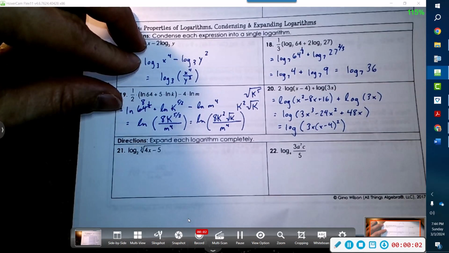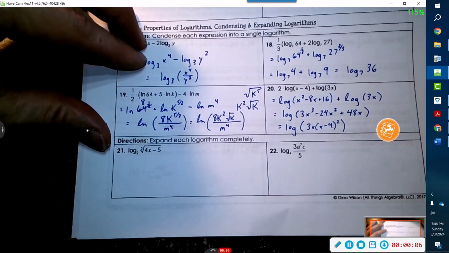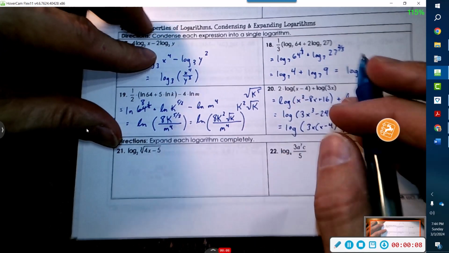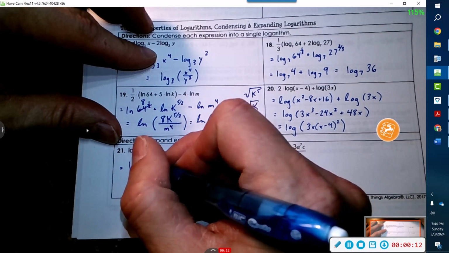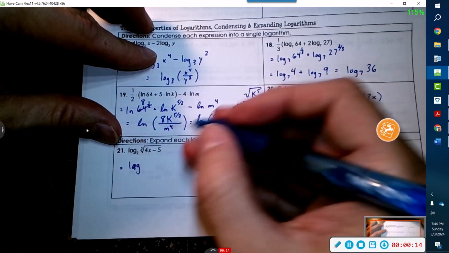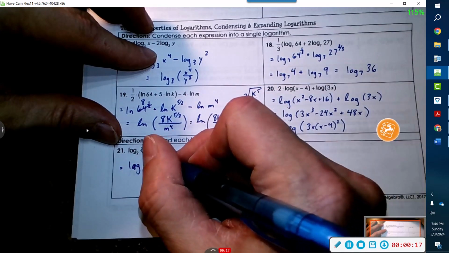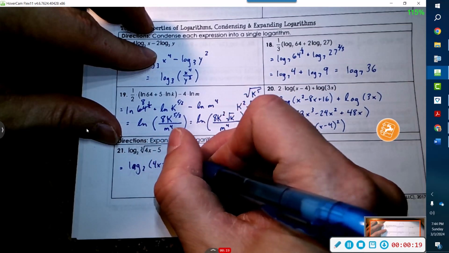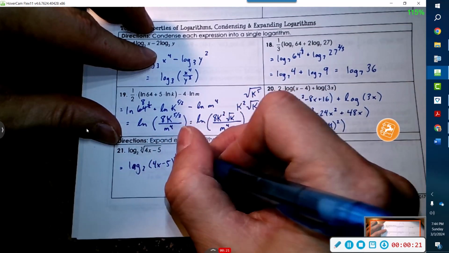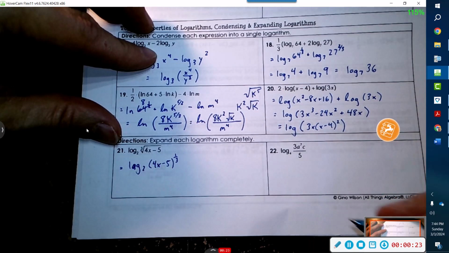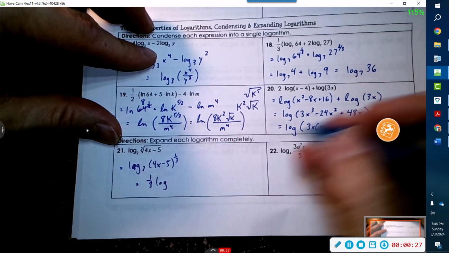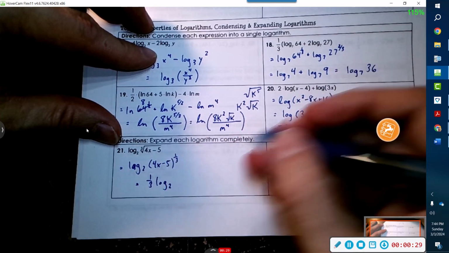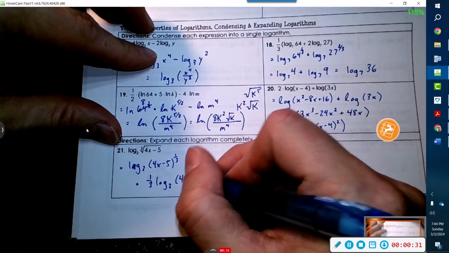Now for some expansion, we will see how we can expand these into as many terms as possible. So let's take a couple steps here. We've got a log base 2 of 4x minus 5, but we're going to raise it to the 1/3. Then we're going to put the 1/3 in front, because that's what you can do. And then that would be 4x minus 5.